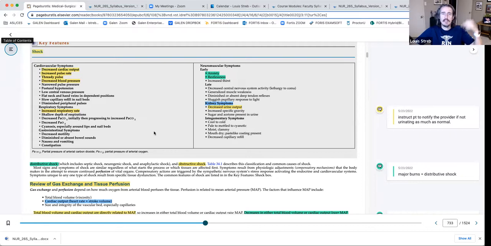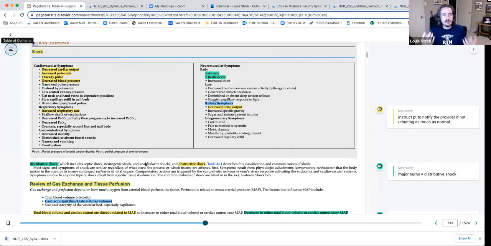So when we think about distributive shock, this is neurogenic shock, meaning I tell everybody the same thing. When I think of neurogenic shock and distributive shock, they're weird because they're not a real problem with actual blood flow. There's plenty of blood, the heart's working most of the time, but it's something with your ability to dilate or constrict your vessels. If you can't constrict your vessels and they're just completely dilated, you have a decreased pressure, right? Your pulse pressures are decreased, so you're not perfusing the body. That's what we're talking about.